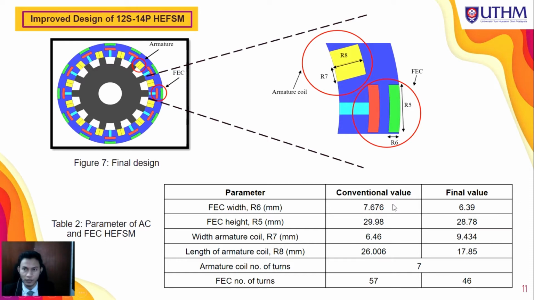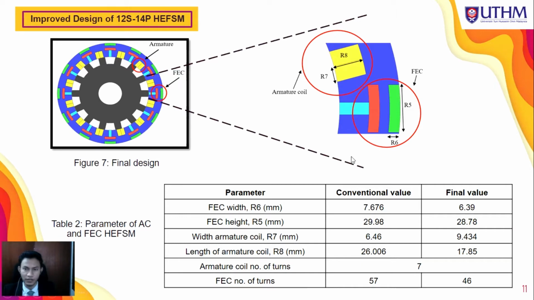So from here, what I can say is the slot area of the final design is less than the conventional design, which is 168.40 millimeter square, compared to 230.55 millimeter square for the conventional design. Of course, if the slot area is decreased, the number of turns of FEC will decrease too. From 57, the number of turns decreases to 46 turns.